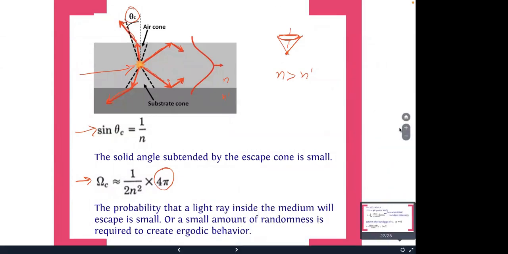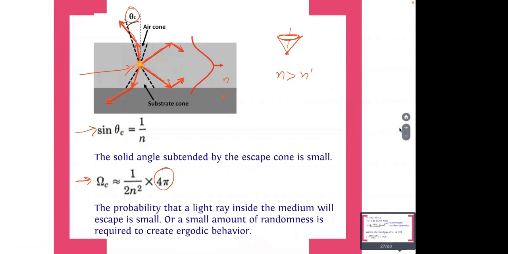So the probability that a light ray inside the medium will escape is small. Why? Because this number is big, because the index is big. 4 pi is roughly 12, and 2n squared for silicon is already 18. So it's a relatively small number. Not insignificant, but relatively small. Another way to say the same thing is that a small amount of randomness can give rise to this ergodic behavior.